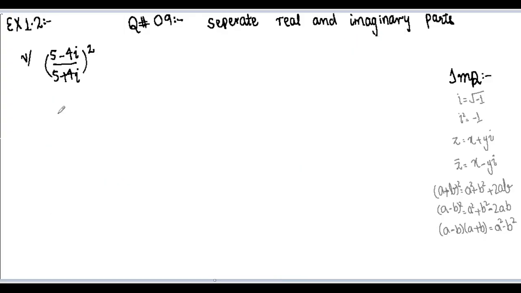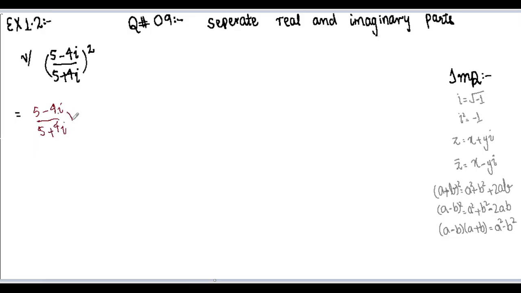So okay, the next part, number 5, says (5 − 4i)/(5 + 4i) whole square. So how are we going to solve it? First of all, rather than opening the square, we are going to rationalize it first because it's going to be very simple rationalization. So here we get (5 − 4i)/(5 + 4i).